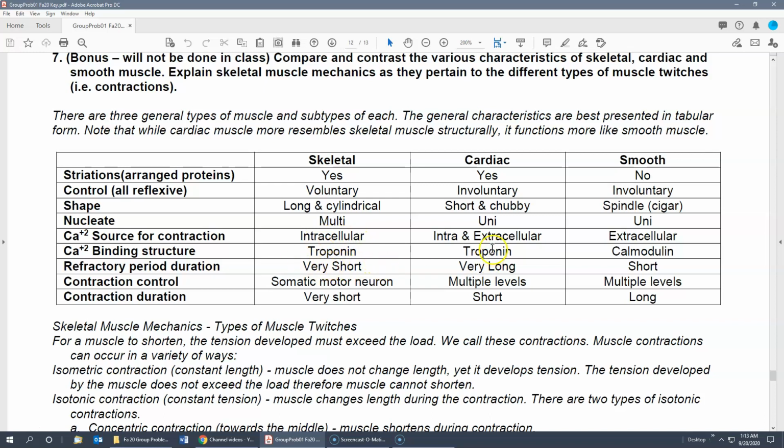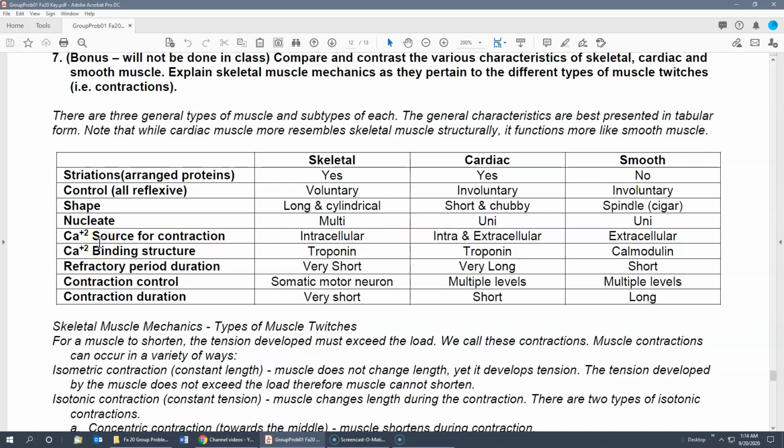Calcium comes from intracellular and extracellular means for cardiac muscle, so it's sort of a combination of both. And smooth muscle is extracellular only. So we open calcium channels, calcium moves in and causes contraction in smooth muscle. Right? There's some component of that in cardiac muscle as well, where we have a little bit of storage of calcium and also calcium channels, which determines the strength of contraction in cardiac. Skeletal is all stored calcium inside the cell that leads to contraction.